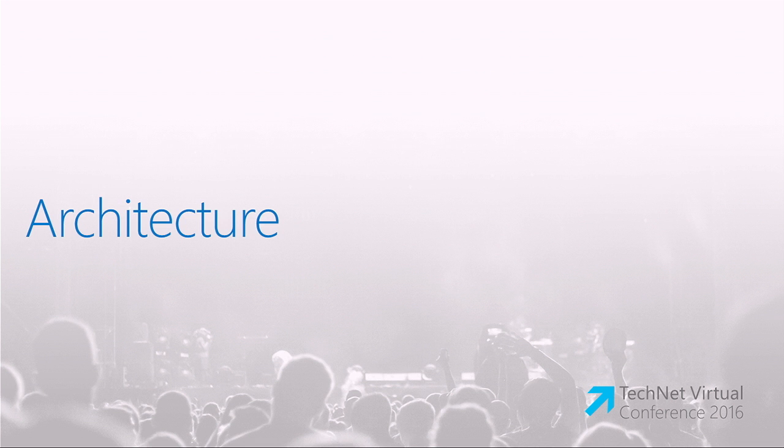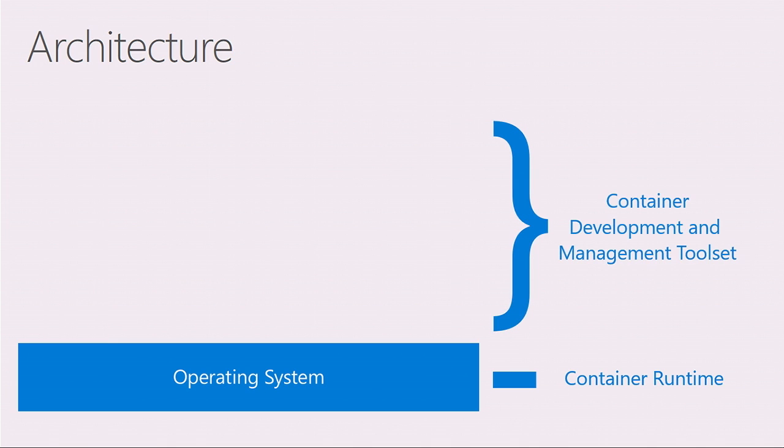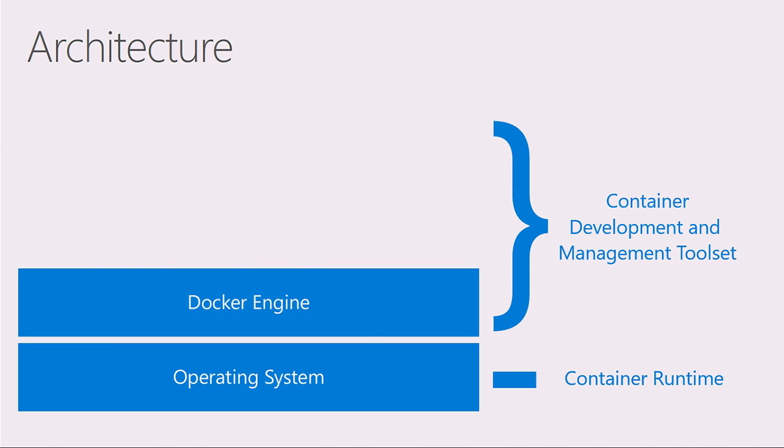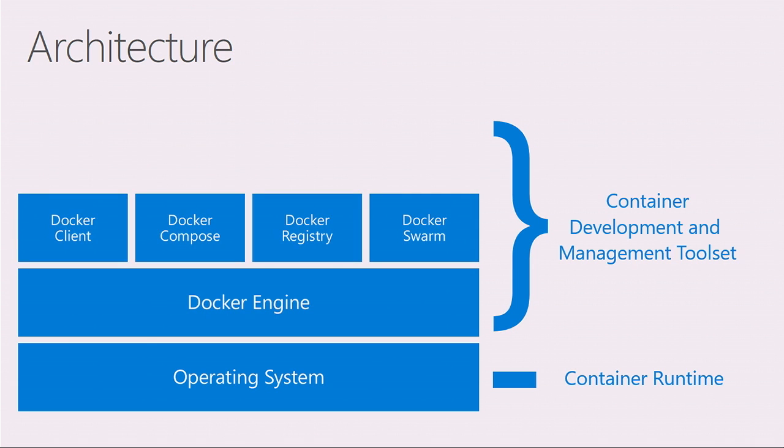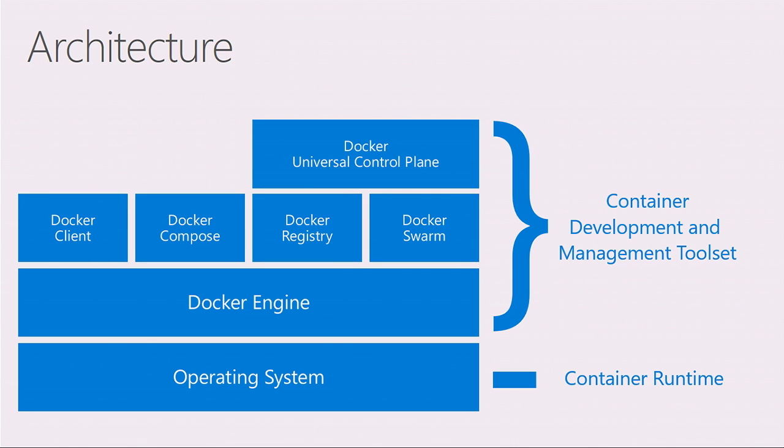So now let's dig into a little bit of the architecture on how the Docker engine works and kind of where these boundaries lie. So we'll start off with the operating system. So the operating system is really where the container runtime exists. And so in Windows, we've got a container runtime now. That's what we're building for Server 2016. Linux has a container runtime as well. And then there's the container development and management tools that go on top of that. So that's actually the Docker engine, Docker Swarm, Registry, Compose, and the client that build on top of that. And then Universal Control Plane that kind of builds on top of these pieces.